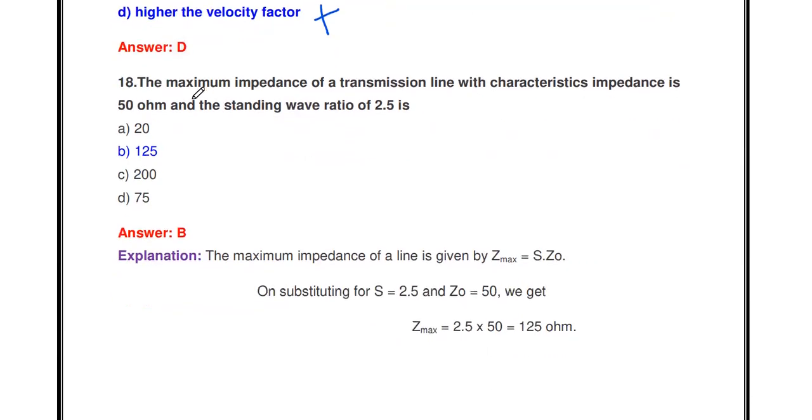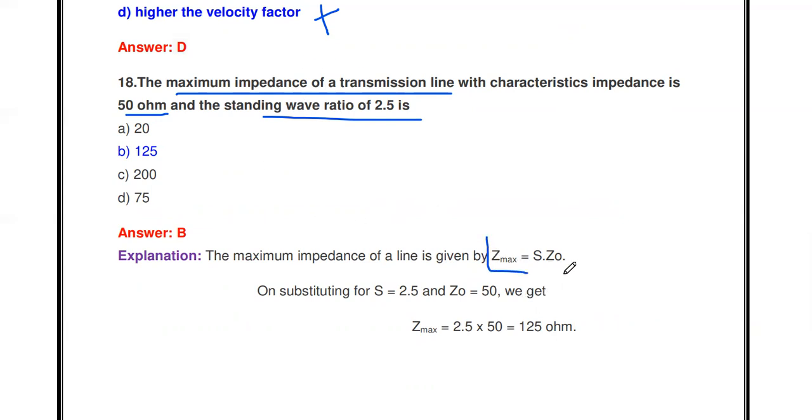Then the next one: the maximum impedance of a transmission line with characteristic impedance of 50 ohms and a standing wave ratio of 2.5 is dash. So what is the question? We have to find the maximum impedance of the transmission line. Already you know the formula. We discussed this question in a previous video also.